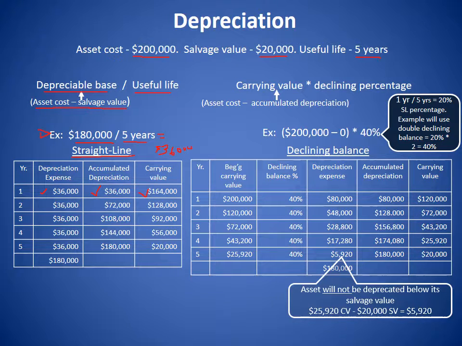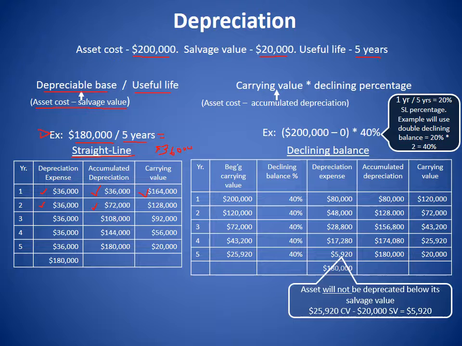Let's try year two. Year two, again, we have $36,000 worth of depreciation expense, and our accumulated depreciation is equal to our previous year's depreciation of $36,000 plus the $36,000 for year two. So our accumulated depreciation is $72,000.